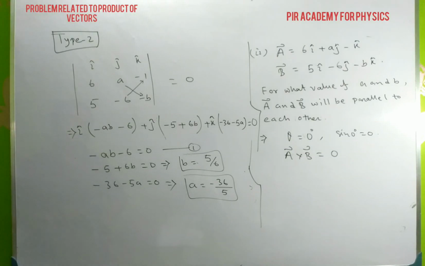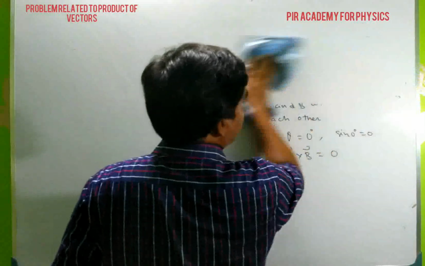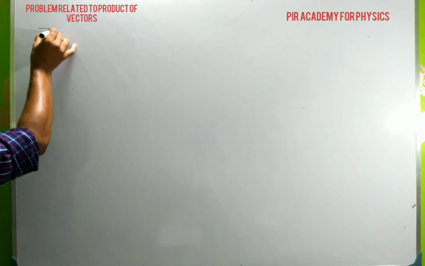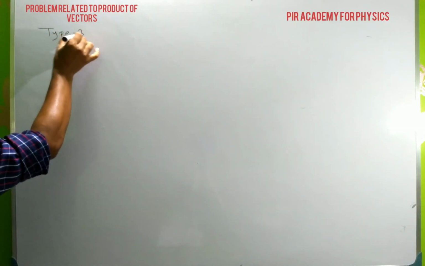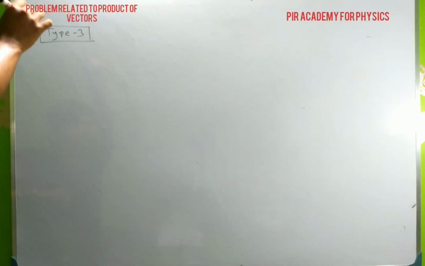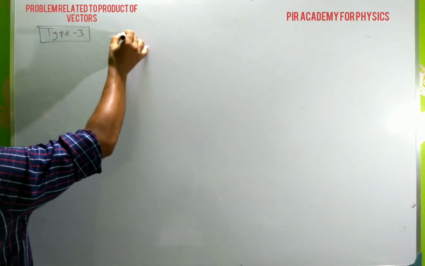This is the type 2 problem. Here is type 3. Type 3, you have to calculate direction cosine.